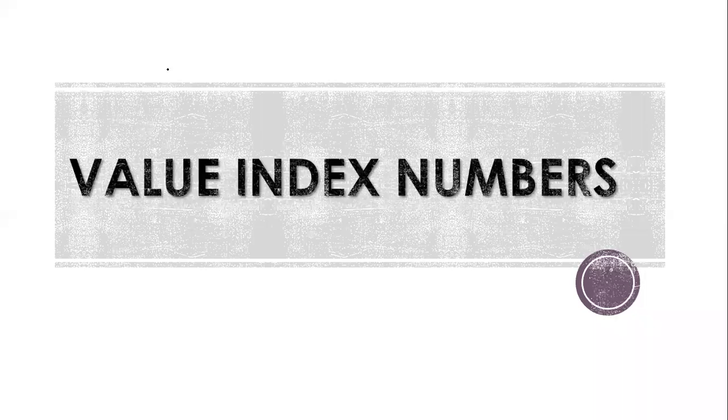So when I say value, it takes into consideration both price per unit and also the quantity per unit. So value, which will be noted as V01, will include both the price of the base and the current year and also the quantity of the base and the current year. So when you say value, it is nothing but the total amount.